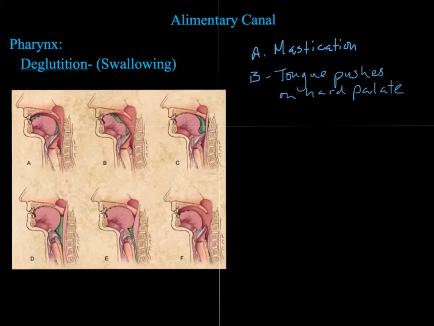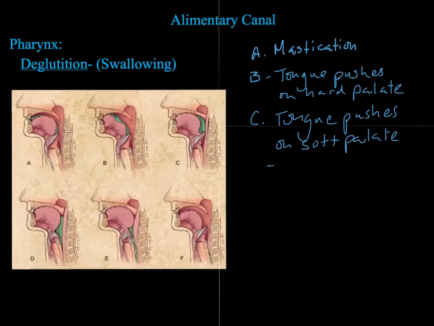In step C, the tongue pushes up against the soft palate, causing food to move into the oropharynx. Now notice, as food is being pushed to the oropharynx, the uvula, which is at the end of the soft palate, is forced up, closing off the nasal cavity. In step D, food moves to the laryngopharynx.